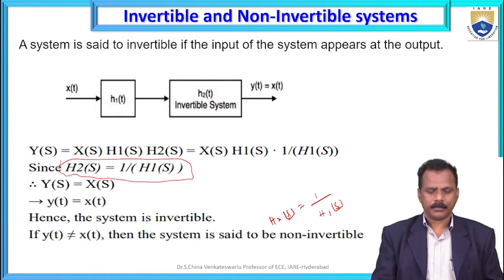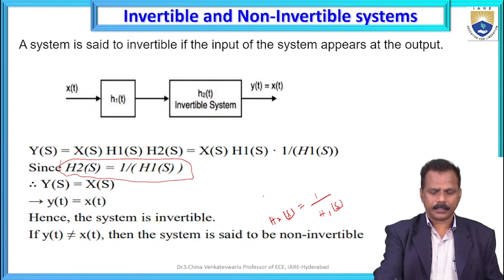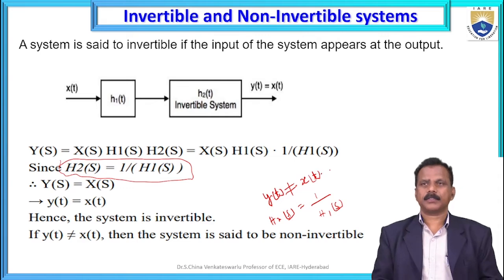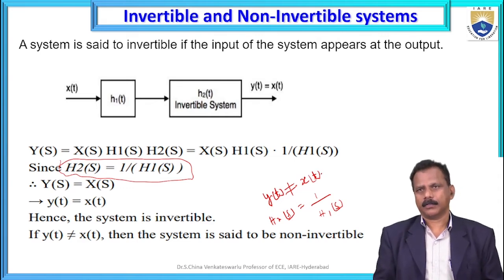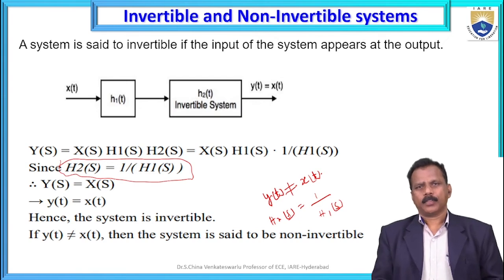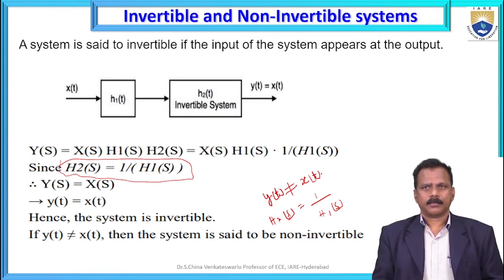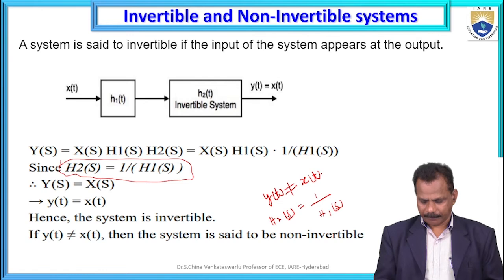So if we use this condition and y of t is not equal to x of t, then the system is non-invertible. If y of t is not equal to x of t, then the system is said to be a non-invertible system.